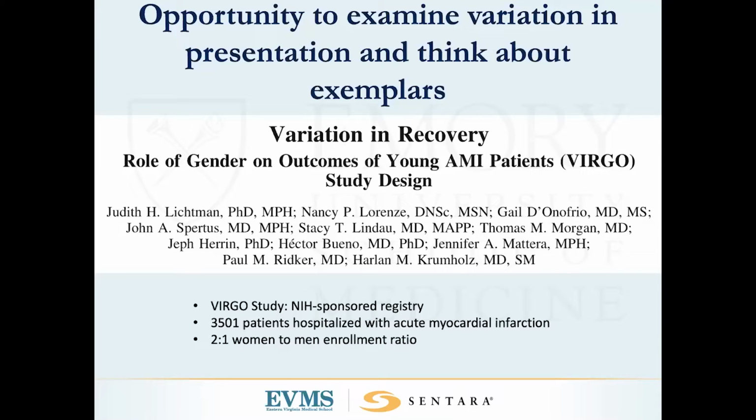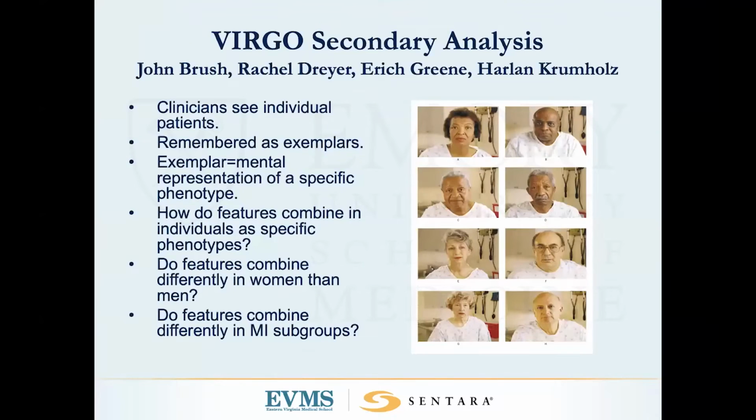This particular registry was primarily interested in the presentation of young women with acute myocardial infarction, hoping that if we got enough young women to look at, we would notice what's unique about that particular subset of patients. And so by design, they signed up with a 2-to-1 women to men enrollment ratio, and patients were less than 52 years old. What we did is a secondary analysis of the VIRGO data, and I was able to team up with 3 Yale investigators, Rachel Dreyer, Eric Green, and Harlan Krumholtz.